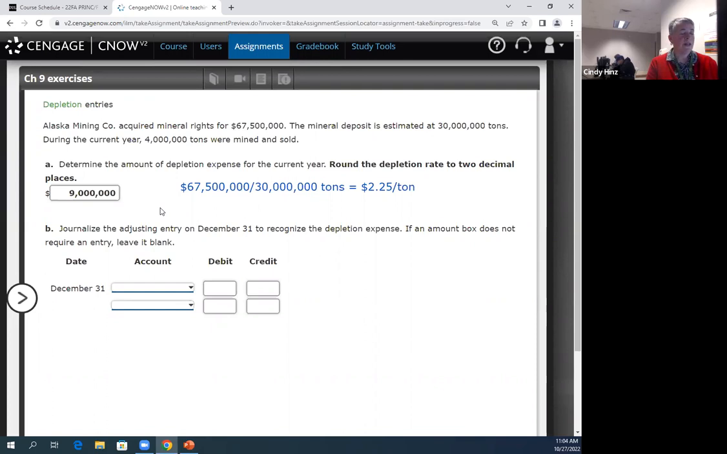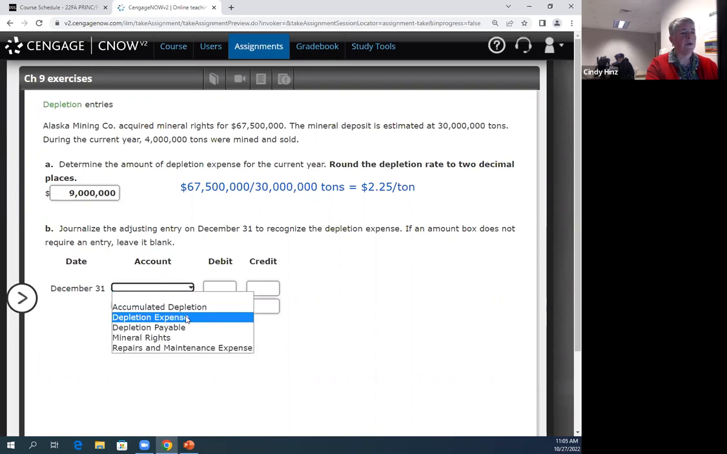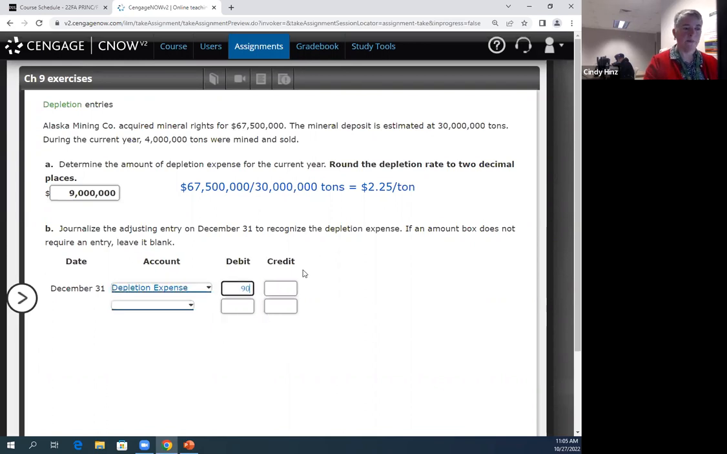Letter B asks us to journalize the adjusting entry on December 31st to recognize the depletion expense. And so again, it's important to note that we're reporting this expense because we sold those 4 million tons. If some of that 4 million tons was still in inventory, we would not report that as expense. We would simply categorize it as inventory. It's available for sale. But because we sold everything we mined this year, we're going to report the full $9 million as depletion expense.